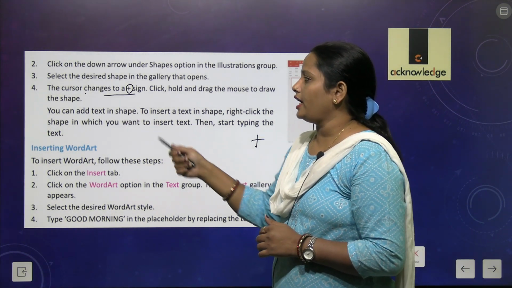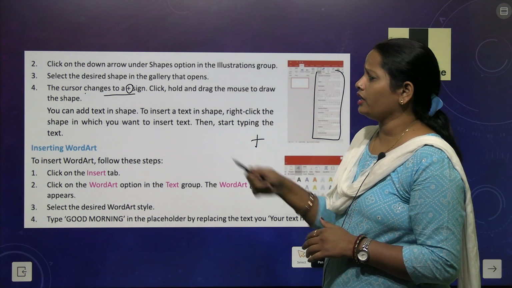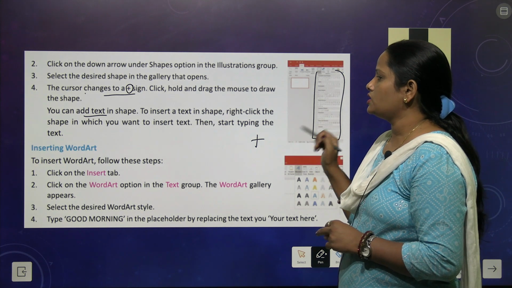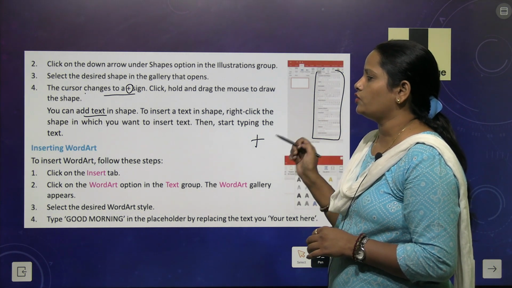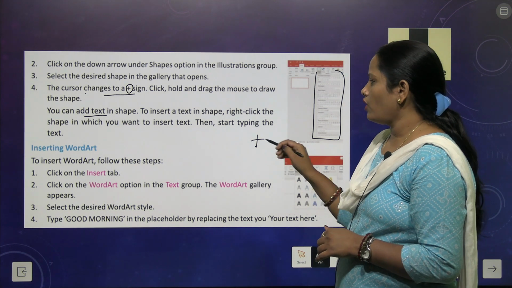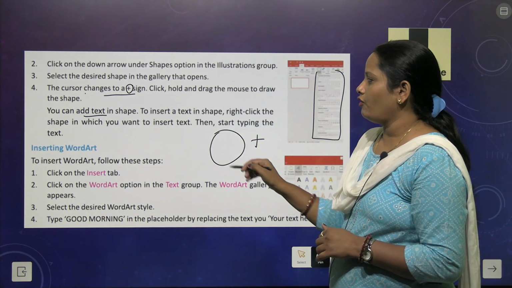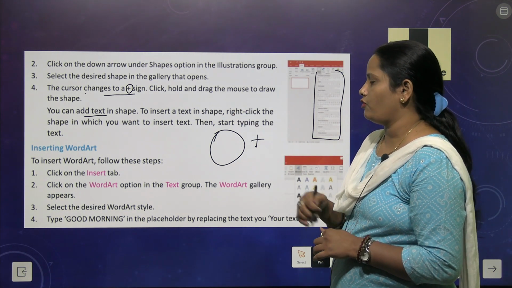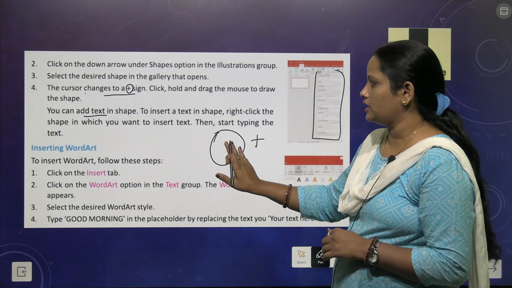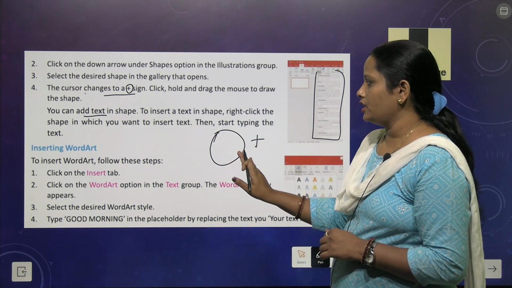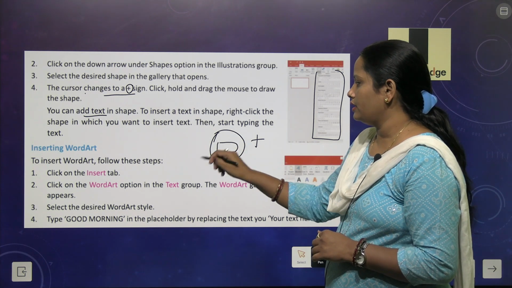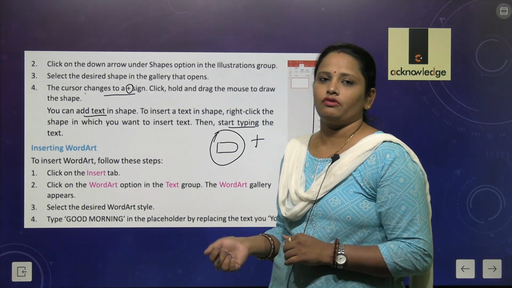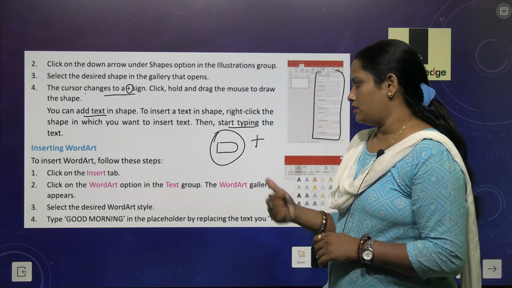Now you can add text in a shape. How can we add text in a shape? To insert text in a shape, right click the shape in which you want to insert text. Suppose I have made this circle, and to insert text in this shape I just right click on it. A box will come, and in that we can insert the text that we want. So we can start typing the text that we want to insert in the shape.